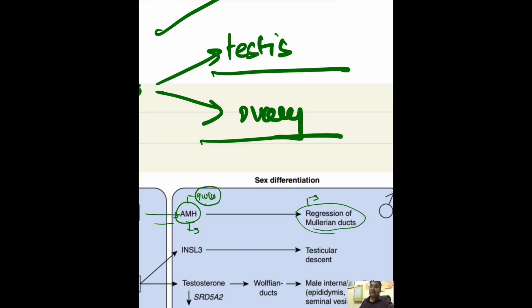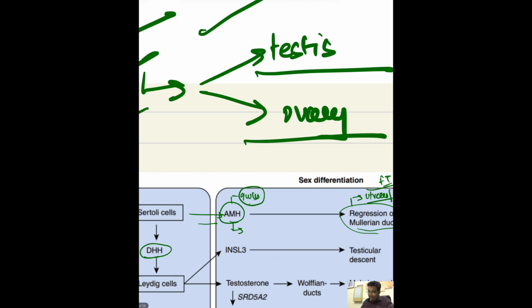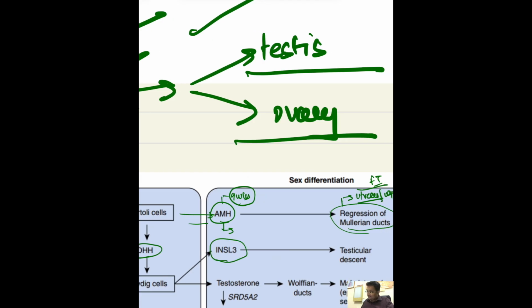What are the Mullerian organs, the ducts that develop? They are the uterus, the upper 2/3 of the vagina, and the fallopian tubes. While the Leydig cells will give rise to INSL3, which is part of the relaxin family, and this causes testicular descent.